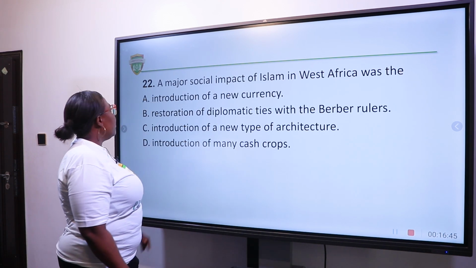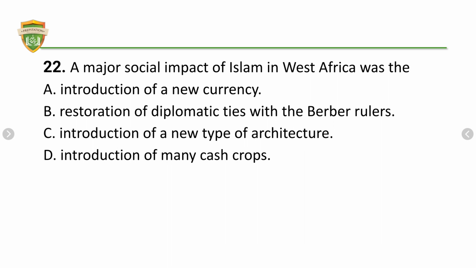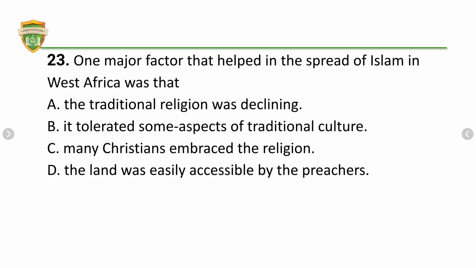A major social impact of Islam in West Africa was dash. Okay, let's see. C, introduction of a new type of architecture. One major factor that helped in the spread of Islam in West Africa was dash.